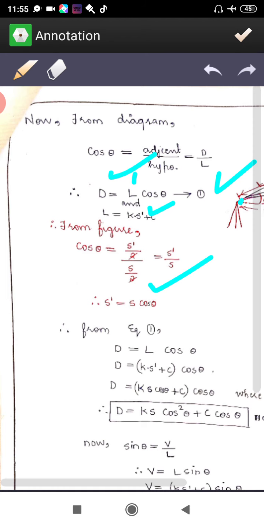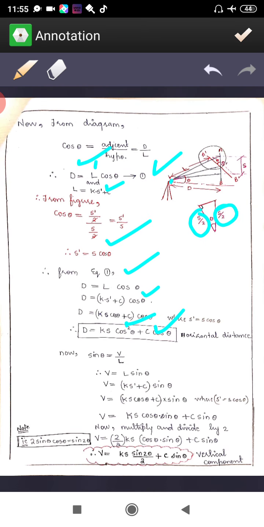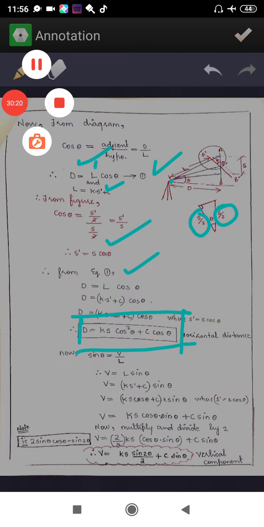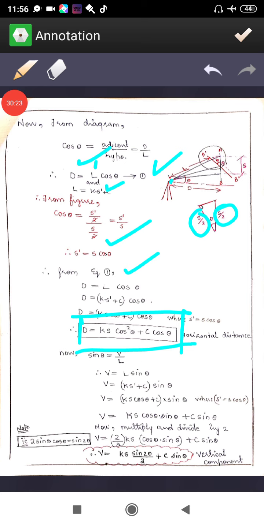Now from equation 1, see D is equal to L cos theta. If you put that L value here, it is going to be K S dash plus C, cos theta. Now you can write the S dash value, that is K S cos theta plus C, into cos theta. So we can multiply that here: K S cos square theta plus C cos theta. Now this is going to be your formula for horizontal distance. This you have to keep in mind: the distance formula is going to change when the line of sight is horizontal, and it is going to change when the line of sight is inclined. Now here the line of sight is inclined, you will be having the distance D equal to KS cos square theta plus C cos theta.